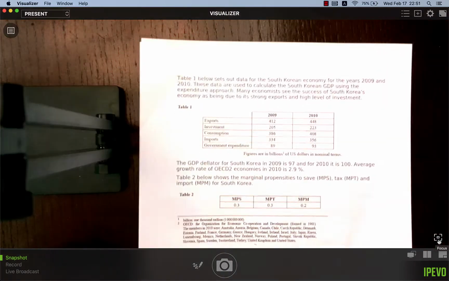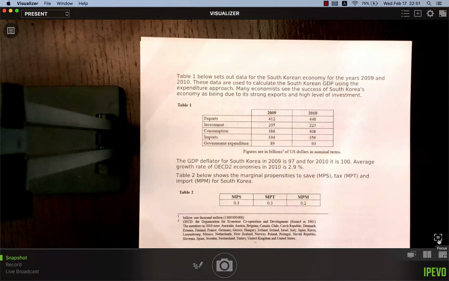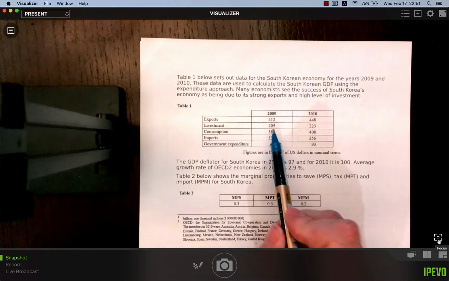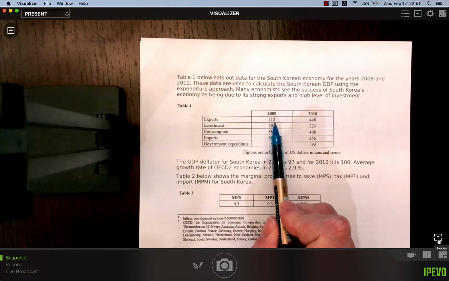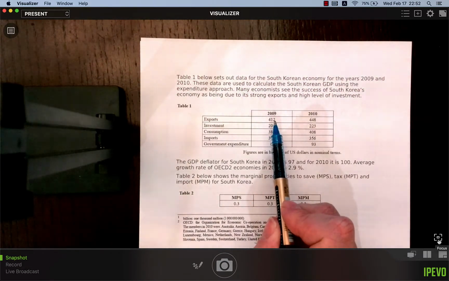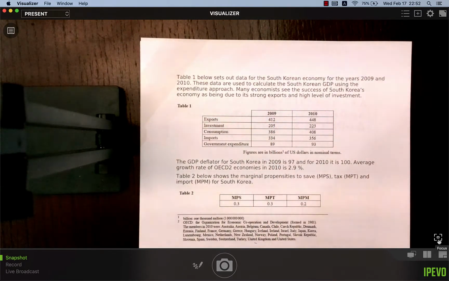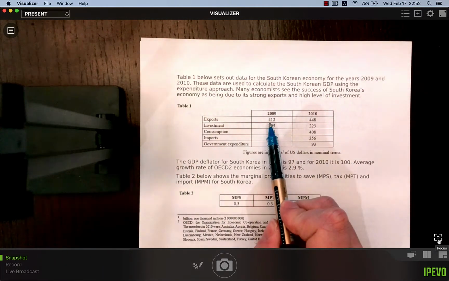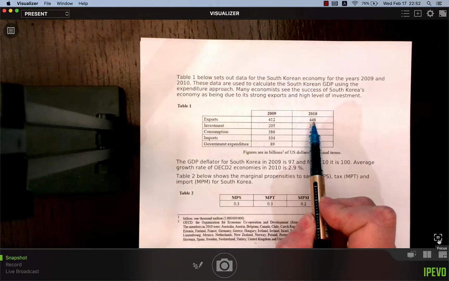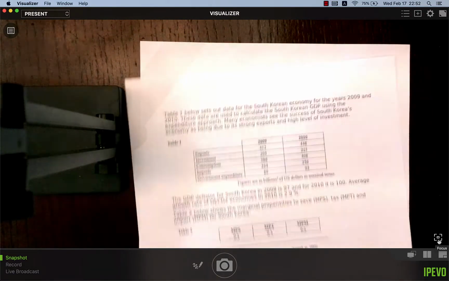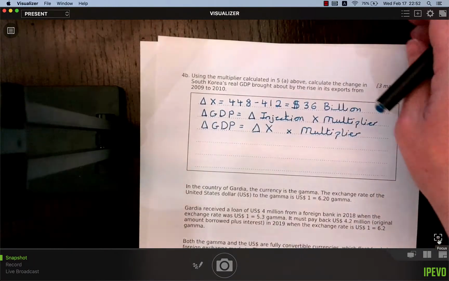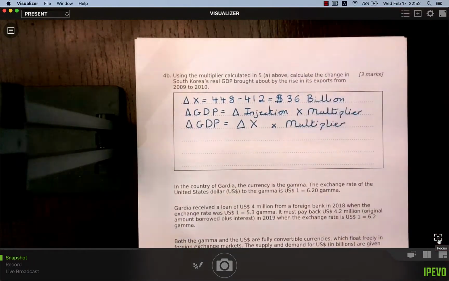Now, I better come here first to bring your attention to this. Looking at this table, we see in 2009 exports, which is an injection. An increase in exports will cause an outward shift in the aggregate demand curve. That's an increase in an injection, and we have to multiply that by the multiplier. So exports went from 412 to 448. We were given that in the question. Using the multiplier calculated in the previous question, calculate the change in South Korea's real GDP brought about by the rise in its exports from 2009 to 2010.